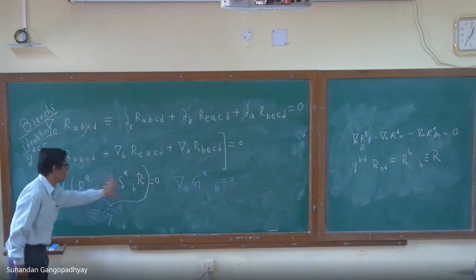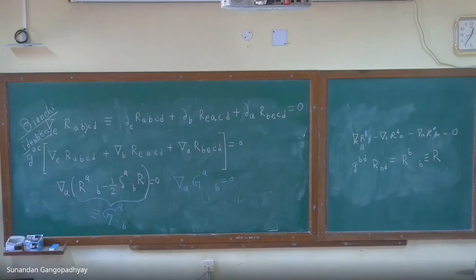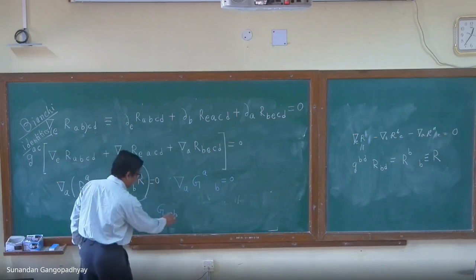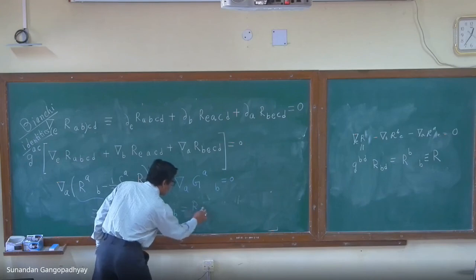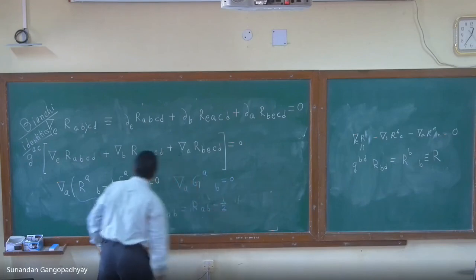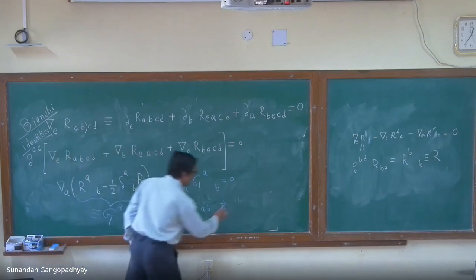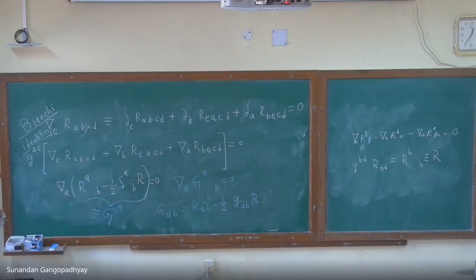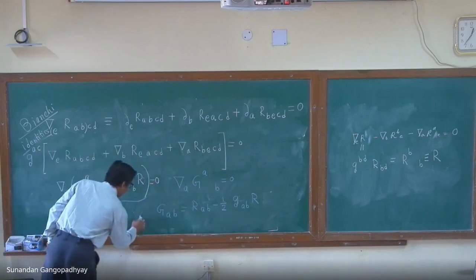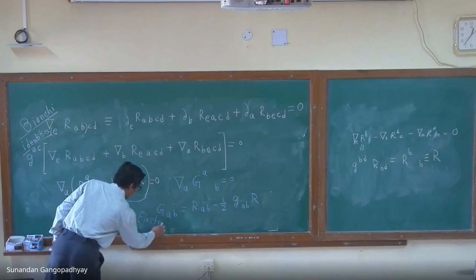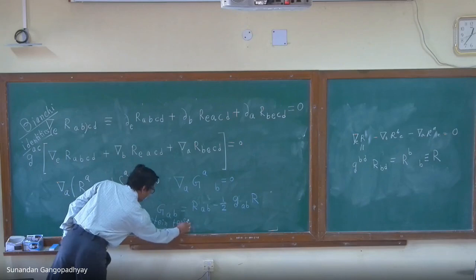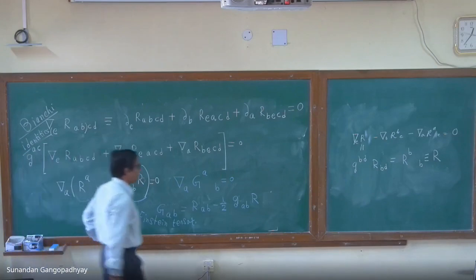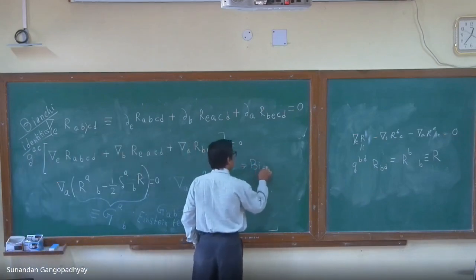Where G A B, and from here you can immediately lower down the indices, you can write G A B with all the indices down now. This is basically R A B minus half, when you lower this index down this Kronecker delta will become the metric tensor once again. And this tensor is known as the Einstein tensor. This is the Einstein tensor, and what it says is another form, once again the Bianchi identity.